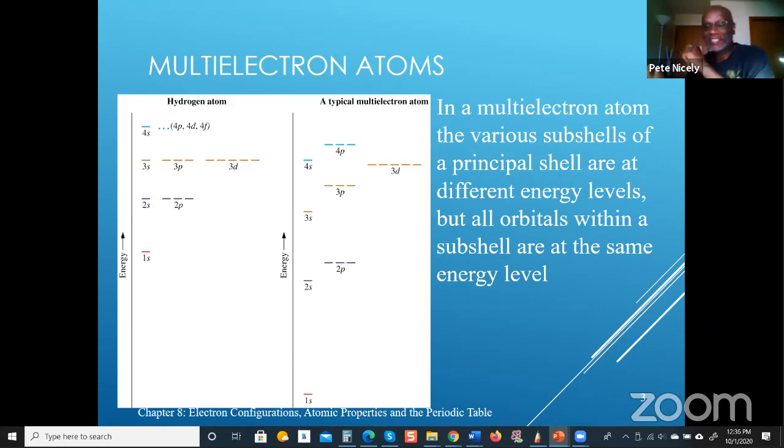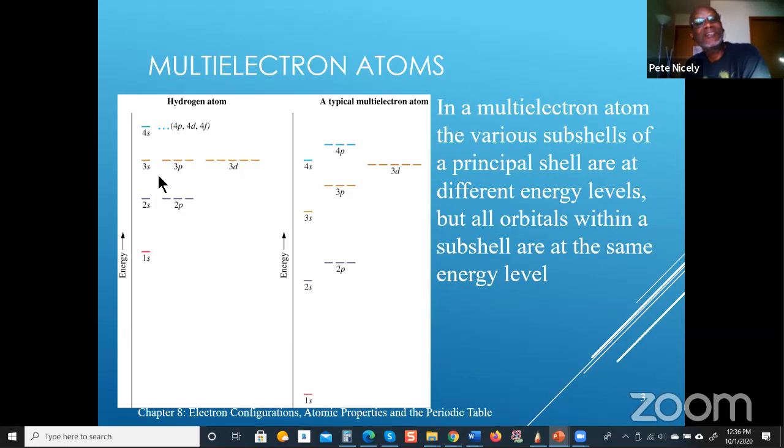Another important difference is that in the case of the hydrogen atom, you'll notice, for example, that in the second shell, the 2s sublevel and the 2p sublevel have the same energy. But when you compare that to the multi-electron atom, you'll see that the 2s sublevel is of a lower energy compared to the 2p sublevel, all right?